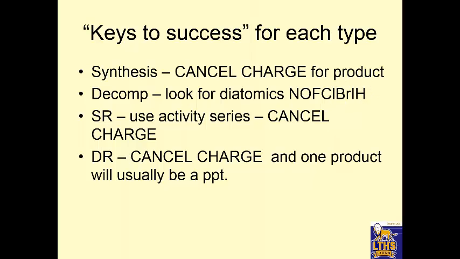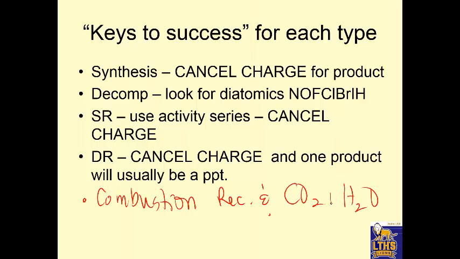In a single replacement, use the activity series to see if it's even going to work. Check the right series, the correct one. If your element's a metal, check the metal series. If your element's a non-metal, check the non-metal series. Double replacement, cancel your charges, and one product's usually going to precipitate. Okay, combustion, recognize, and remember CO2, H2O are the products.